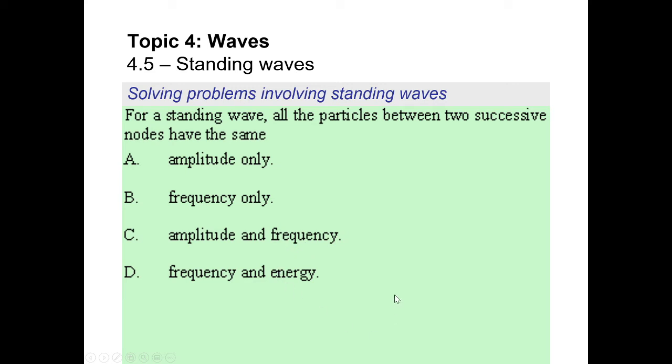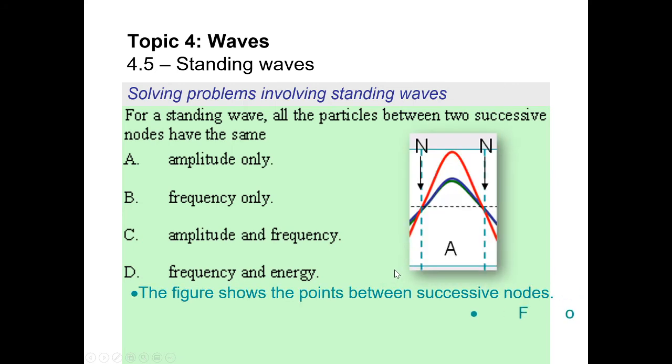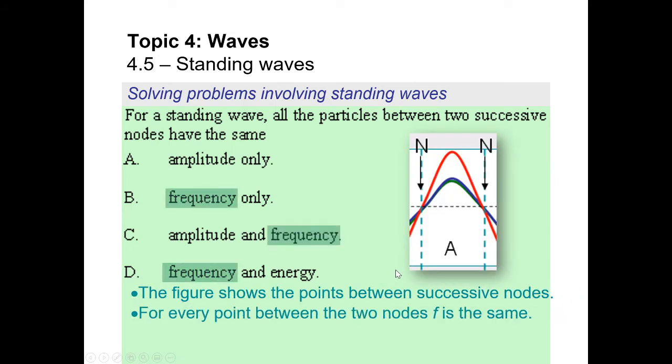Okay. Now, what about energy? They can't have the same energy if the particle at the node is not moving. That means there's no kinetic energy, v equals 0. On the other hand, the particles at the antinodes have the maximum kinetic energy. So therefore, that can also not be true. So the answer here has to be B.